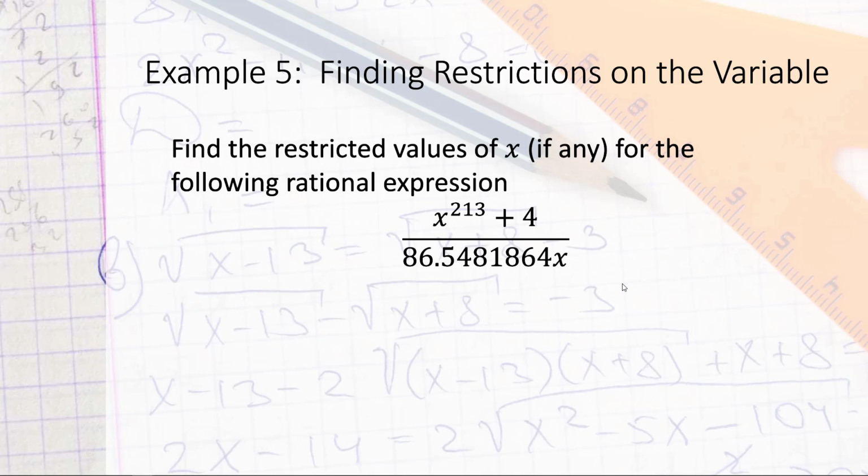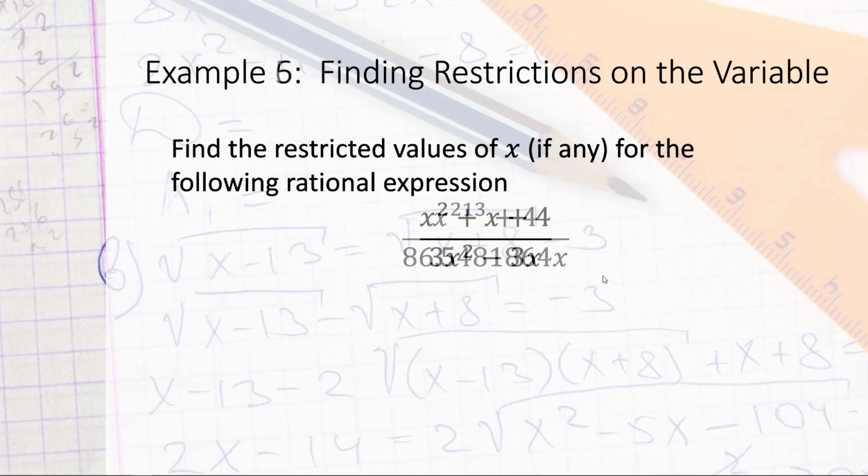Okay, for example 5, we have this ungodly number, x to the 213 plus 4 divided by 86.5481864x. We want to find out which values of x must be restricted from this rational expression. Well, that occurs whenever 86.5481864x is equal to 0. When does that occur? Well, that occurs when x is equal to 0.